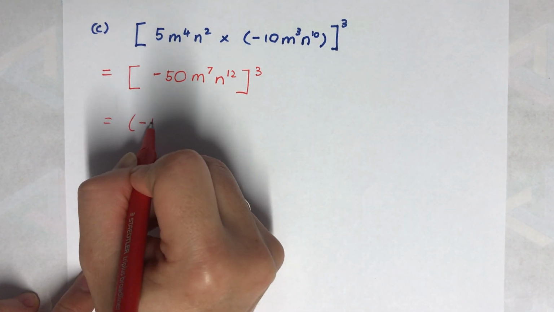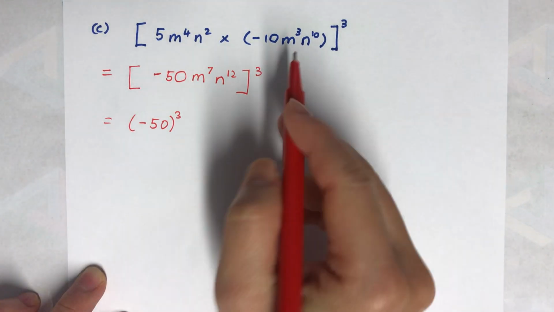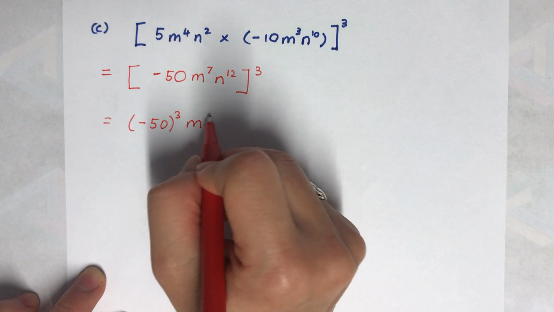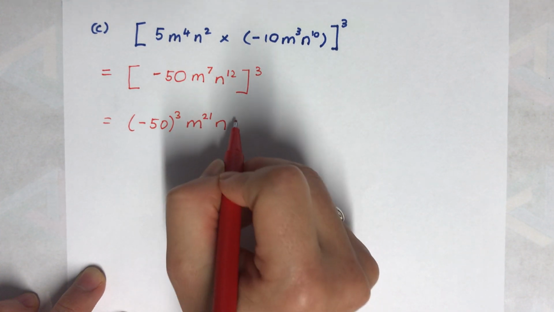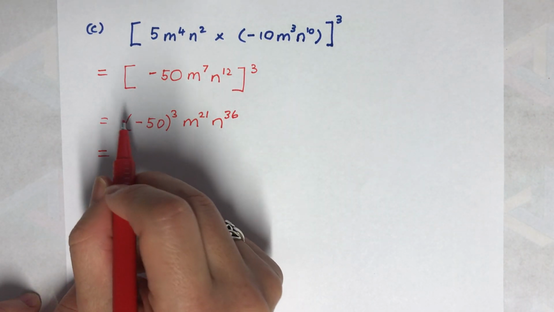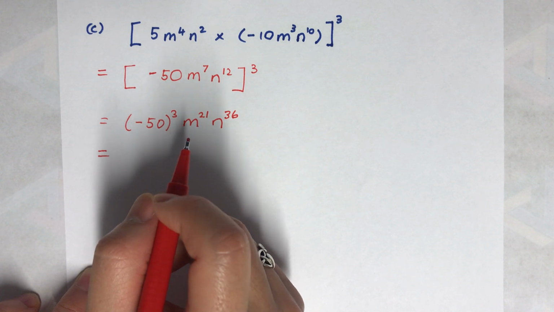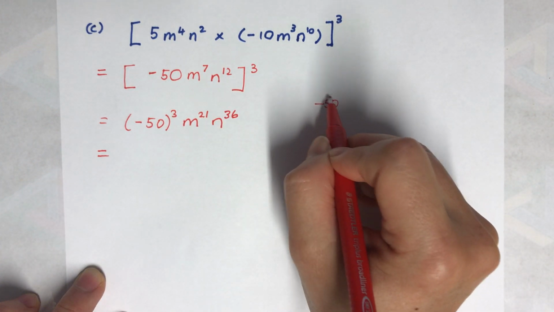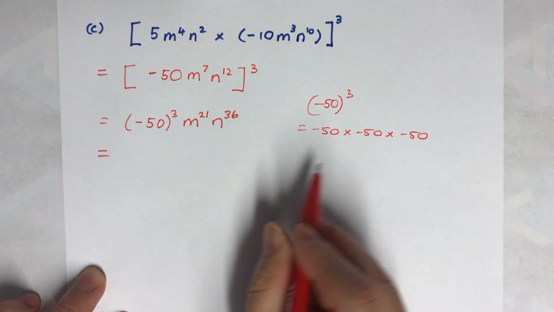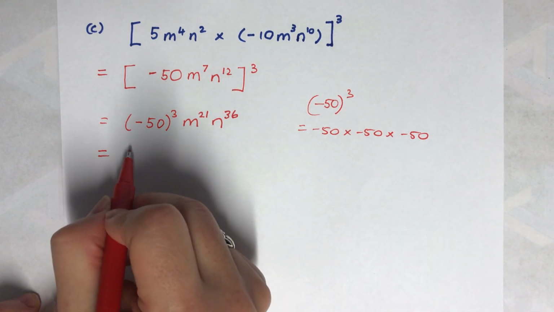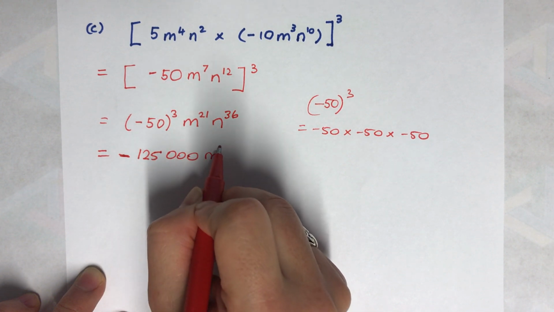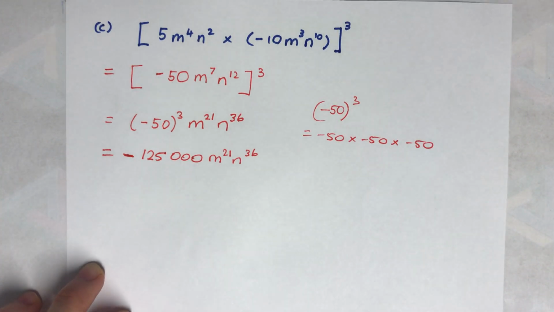And then I'm going to share this power together. 1, 2, 3 here. And m, 7 times 3 is 21. n, 12 times 3, 36. Okay, so all I have to do now is use a calculator, get minus 50 to the power of 3. Now this really means, so you still have a negative there. Remember, there's 3 negatives. It means you still have a negative here. So minus 125,000, m to the power of 21 and n to the power of 36. Excellent. Well done, people.